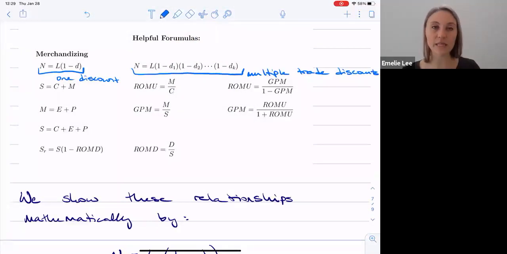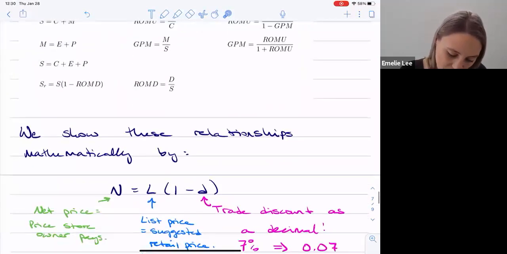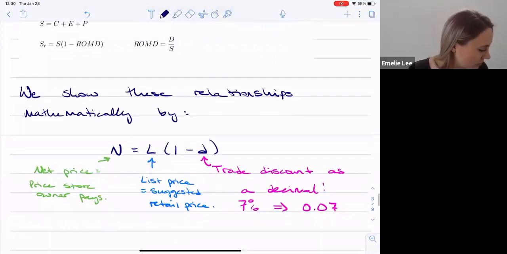Trade discounts are going to be different from sale prices, because remember, the list price is the price that I pay as a consumer. When we're talking about sale prices to us as the consumer, that's what we're going to deal with down here, so just hold off on that. For right now, we're just talking about the store owner side. Okay, so let's do some examples here and see what we can do.